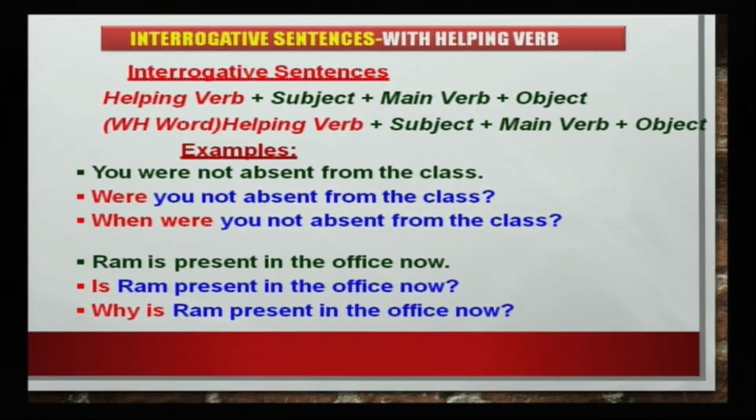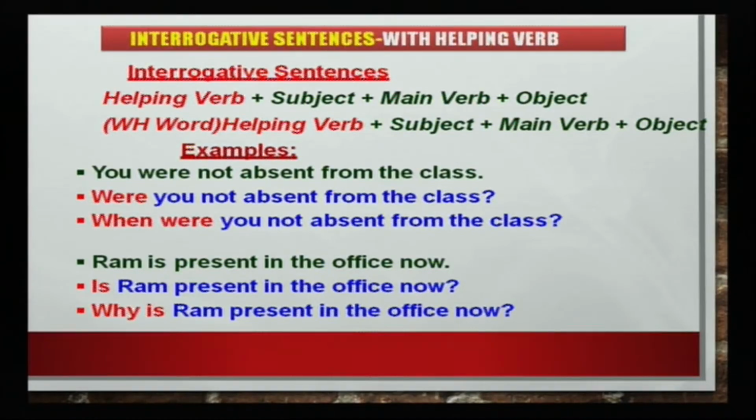So students, you can have a look at these examples. You were not absent from class. You need to make an interrogative sentence. What will you do? You are going to move the verb were out of this. So you will make, were you not absent from this class? And if you are allowed to use the WH word, then what will you do? You will say, when were you not absent from the class?